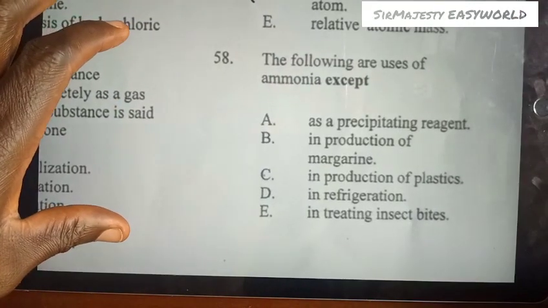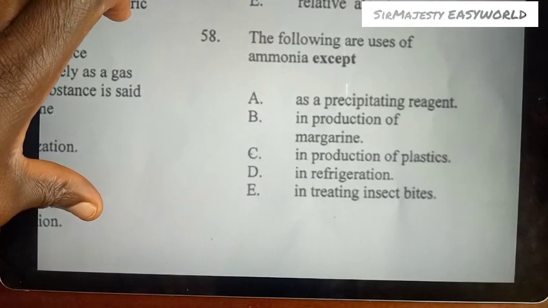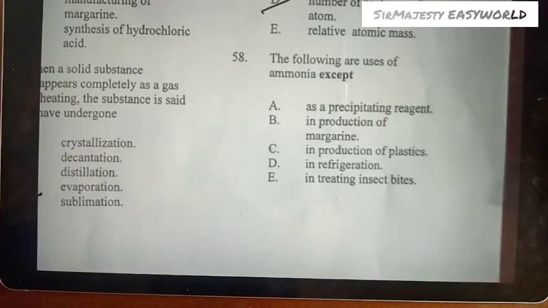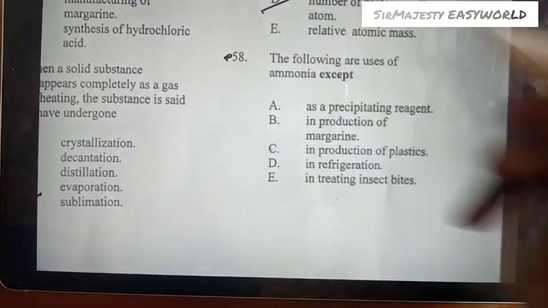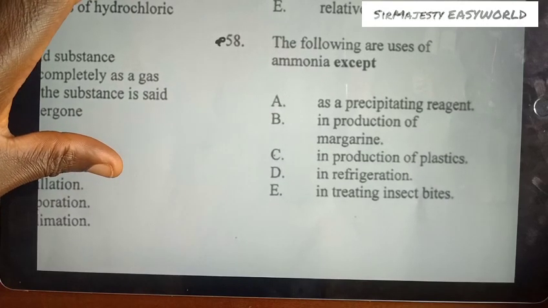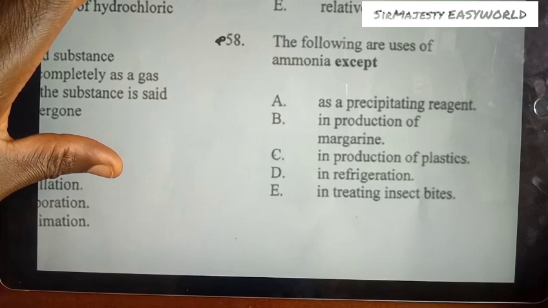The following are uses of ammonia except: A, as a precipitating agent; B, in the production of margarine; C, production of plastics; D, refrigeration; E, in treating insect bites, maybe because it's alkaline in nature. Question 58, honestly, let's use the elimination method. A is correct. Not sure about B, not sure about C. D and E might be correct.